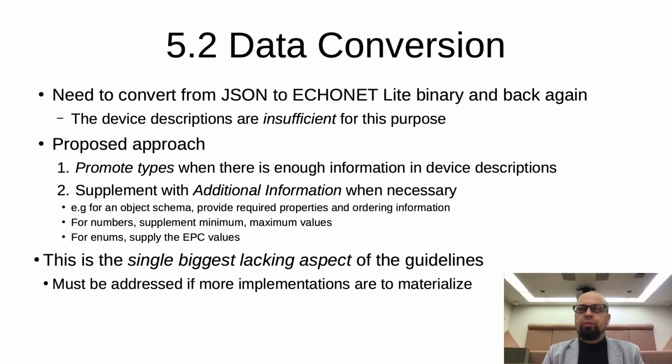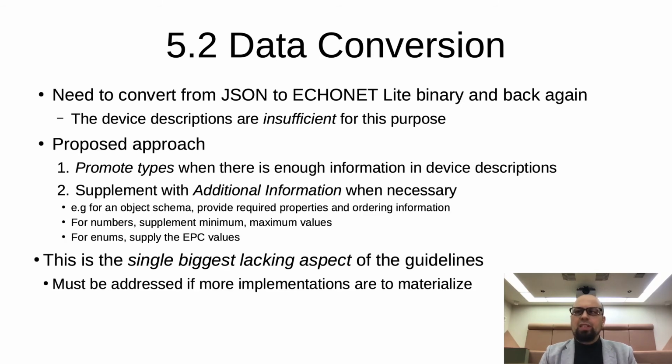A large part of the frontend's work consists of converting data. The frontend is responsible for converting data from JSON requests to binary ECHONET Lite data and vice versa. Unfortunately, in most cases, the device descriptions are not sufficient for this task. Our proposed approach consists of A, using the device descriptions in the cases where they provide enough information, and B, supplement them with additional information whenever necessary.